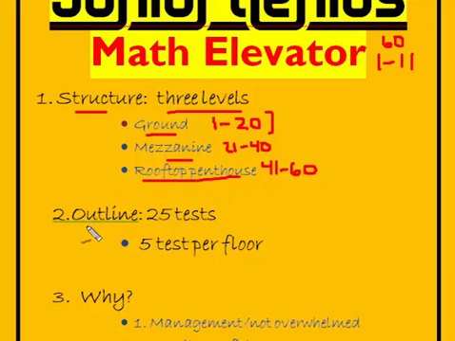Now let's take a look at the breakdown for the way it's all structured. The outline: we have 25 tests. That means there are 5 tests per floor. A kid will come in and we will start out on the ground floor. This is awesome for me as a test prepper because I can see where the basic skills are.